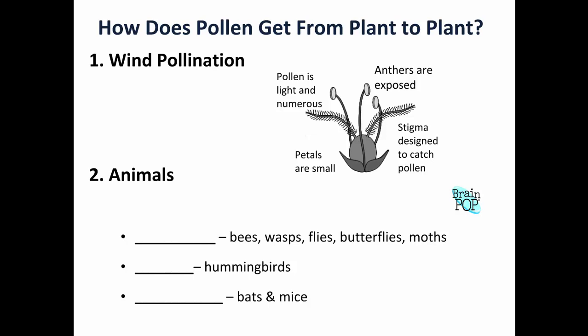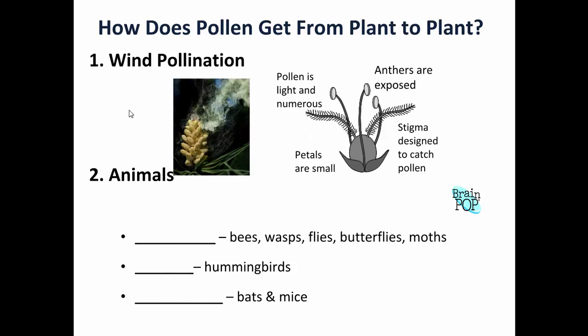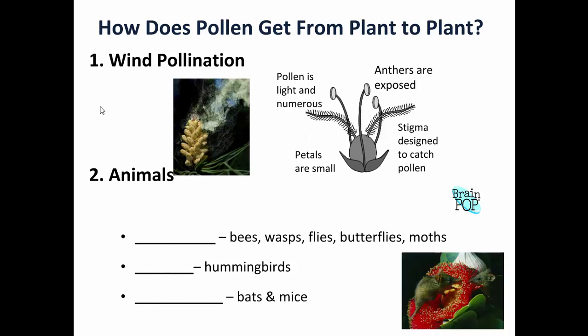Another way that pollen is often transferred from one flower to another is through the help of animals. Here's an example. This is a pine tree, and you can see the pollen coming off of those stamens. So animals are another really important pollinator, and lots of different types of animals help pollinate plants. Do they do it just to be nice? Why would animals do this? What's the adaptation for the animal to spread pollen from one flower to another? Ella?